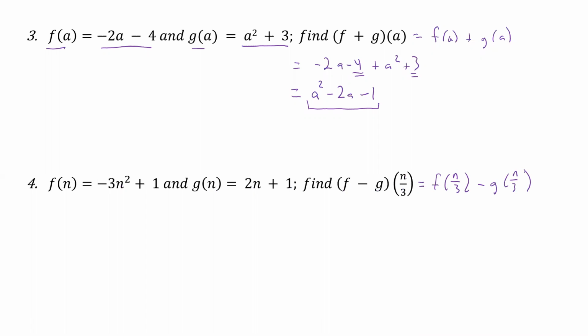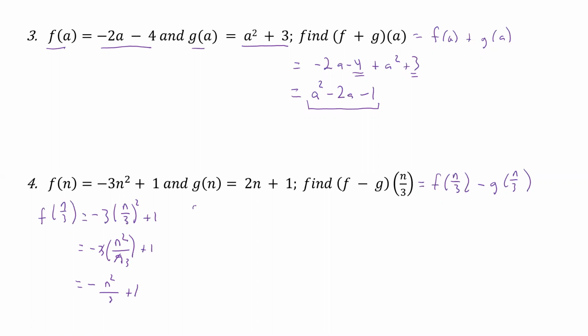Okay, easy enough. So what we're going to do is plug in f of n over 3 and simplify. So that's a minus 3 times n over 3 squared plus 1. And so that's going to be a minus 3, and that's going to give us n squared over 9, because we're going to square the n, and we're going to square the 3, plus 1. And so now we can reduce that. 3 goes in here 3 times, so we have a minus n squared over 3 plus 1. Okay, so that gives us the first piece.